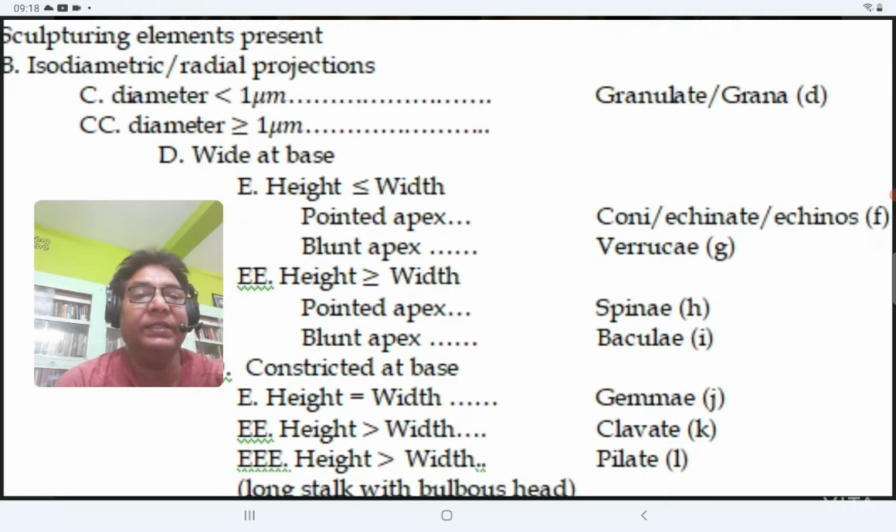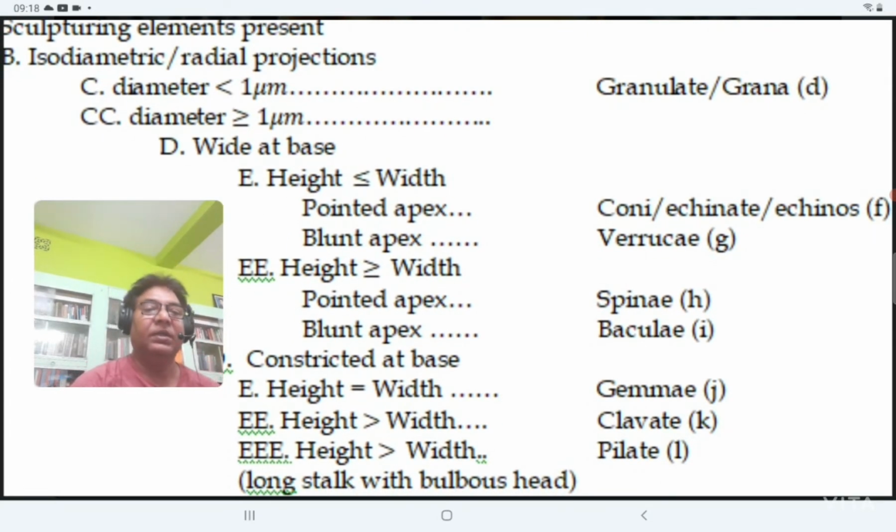Now, height greater than width or equal to width. So if it is greater than width like this, and the tip is pointed, we will call it spinae. There may be confusion in coni, echinate or spinae, and this confusion is quite reasonable, quite logical, and that might happen. So there is no problem, you can call any type of conical structure as coni, echinate or spinae. That liberty should be there.